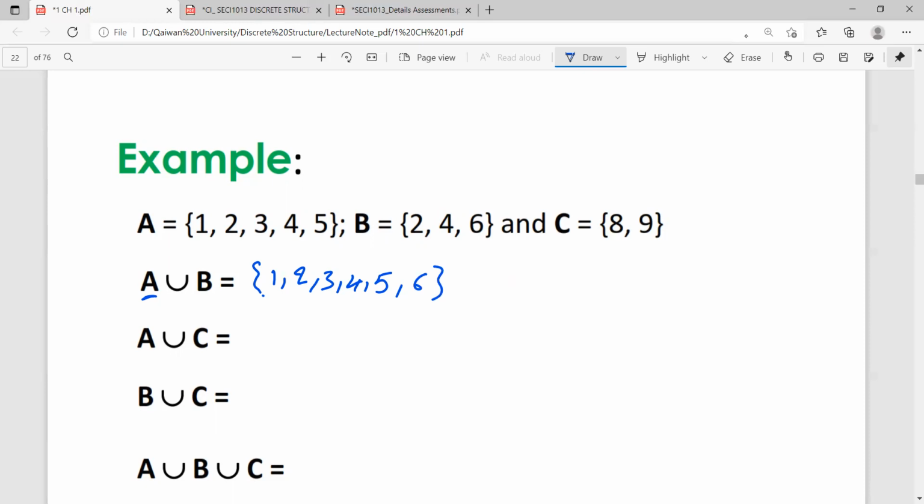For A union C, we are going to write down set A first: 1, 2, 3, 4, and 5.